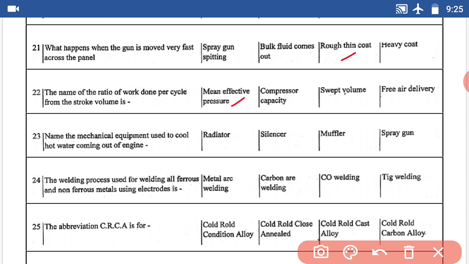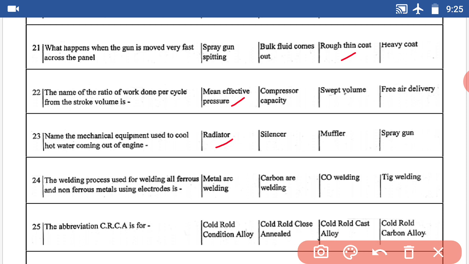Question number 23. Name the mechanical equipment used to cool hot water coming out of the engine. This question's answer is radiator. Option A is the correct answer. Radiator.